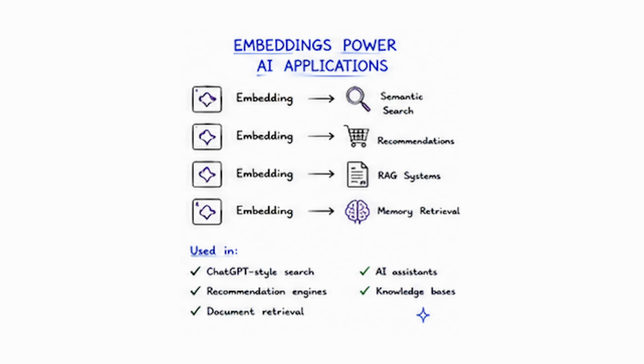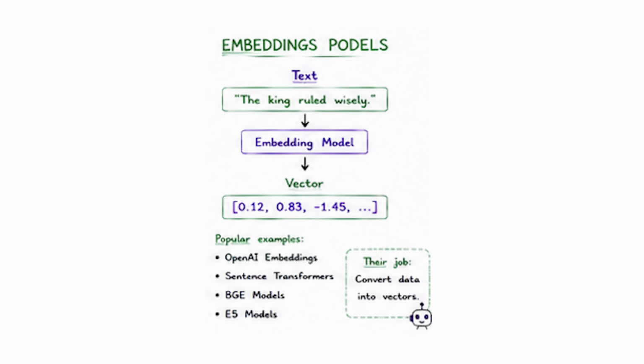Okay, so there are specialized models which generate these embeddings. Some examples are OpenAI's embedding models. We have sentence transformers, which are very famous. We have BGE models, E5 models. Higher dimensional embeddings allow richer representation, but in turn, they also consume more compute and storage. If the meaning of two words are similar, their embeddings will also be very similar.